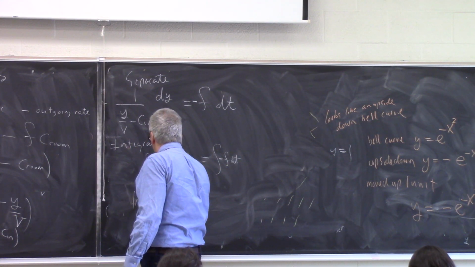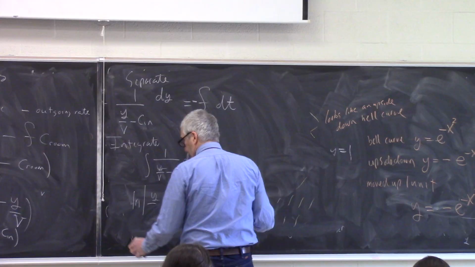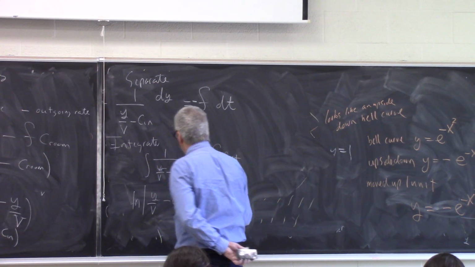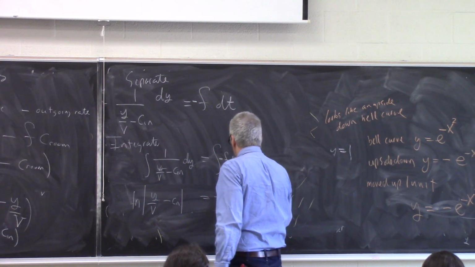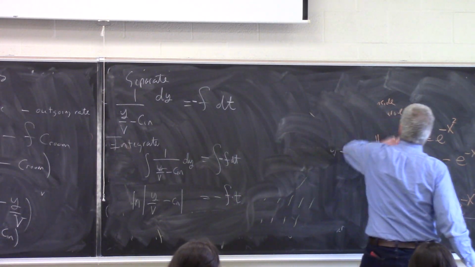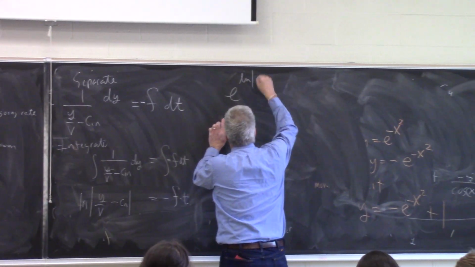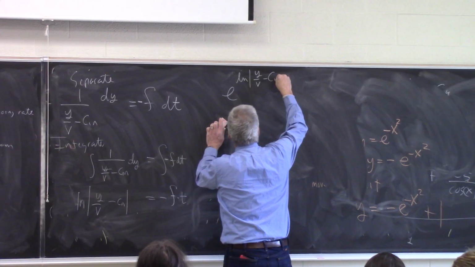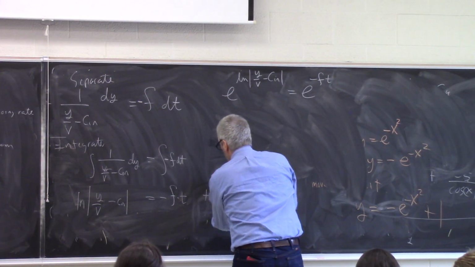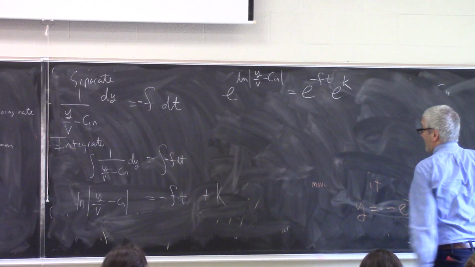I get ln of Y over, well, I want to make this a little bit simpler. No, that's right. ln of Y over V minus Cn, that's all in absolute values, equals minus F times t. So when I take e to both sides, I get e to the ln of the absolute value of Y over V minus Cn equals e to the minus Ft. And there should be a plus K here. And so there should be an e to the K here. K can be any real number, so e to the K can be any positive number.